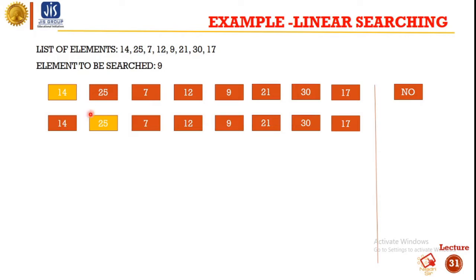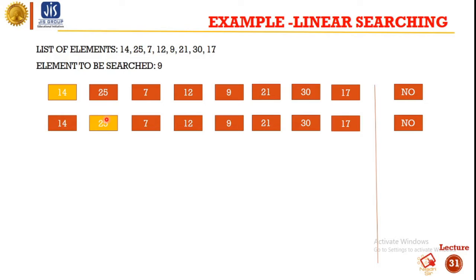Now the next element in the list will be searched. The next element here is 25. So 25 will be checked whether it is equal to the searching element, that is 9, or not. So the result is no, as we know that 25 is not equal to 9.